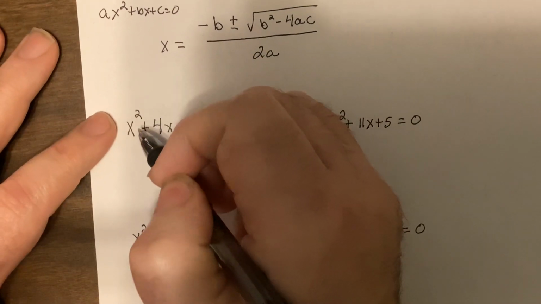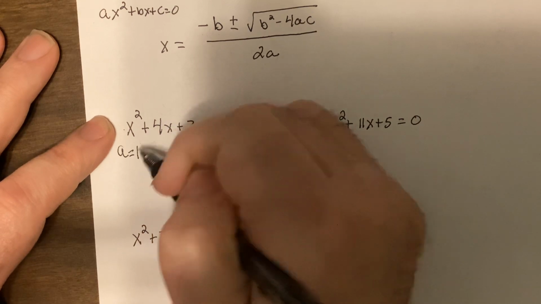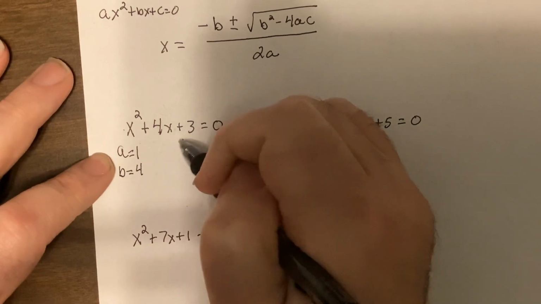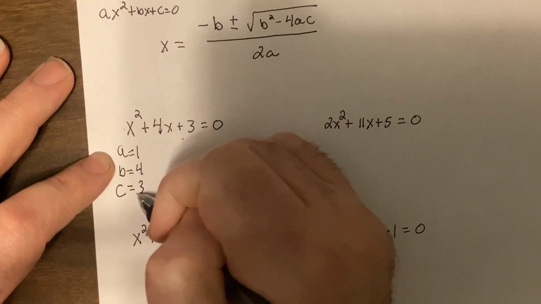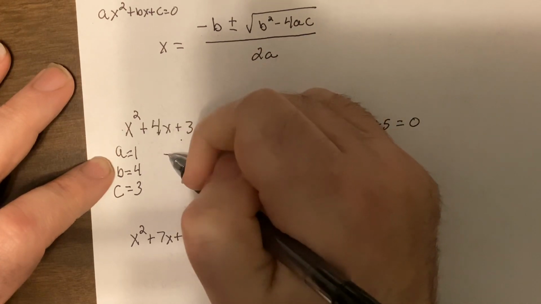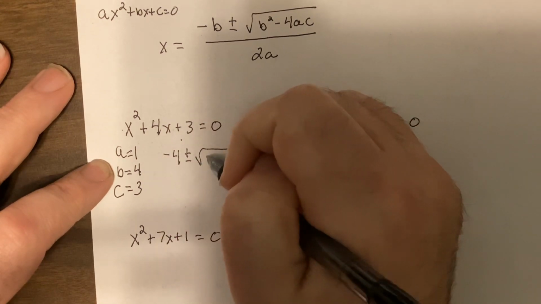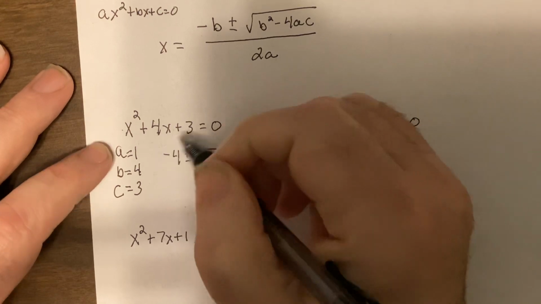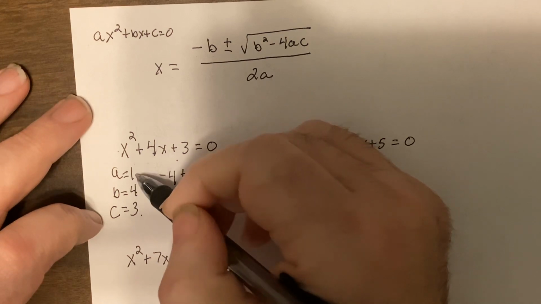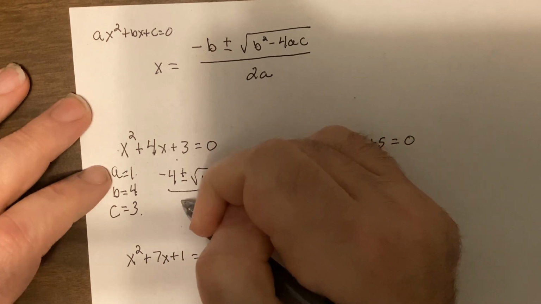So, the coefficient of x squared is a, so in this case 1. The coefficient of x is your b, and your constant is c. So it would be negative b, so the opposite of b, plus or minus the square root of b squared, in this case 16, minus 4 times a times c. 4 times 1 times 3 is 12, all over twice a.